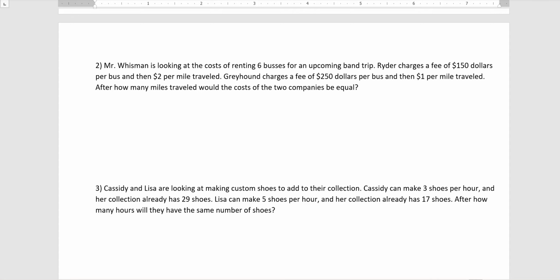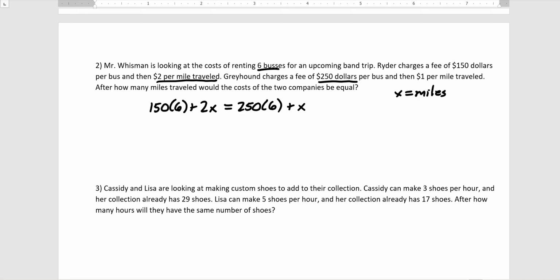Okay, so there's a lot of information here we've got to break apart. First, we know that there's 6 buses. Now Ryder is $150 per bus, so that'd be $150 times 6 plus $2 per mile traveled. We don't know how many miles we're going to have, so let's make that our variable: x equals the number of miles traveled, so 2x. Now Greyhound charges $250 per bus, so that would be $250, and we still need 6 buses, and then $1 per mile traveled, so plus x. The number of miles traveled will be $1 each.